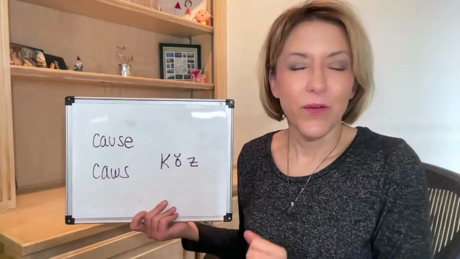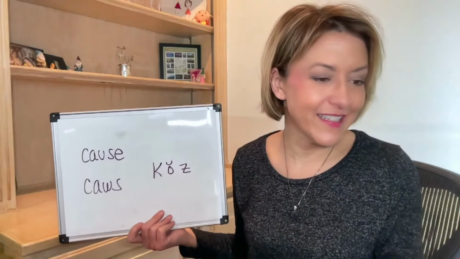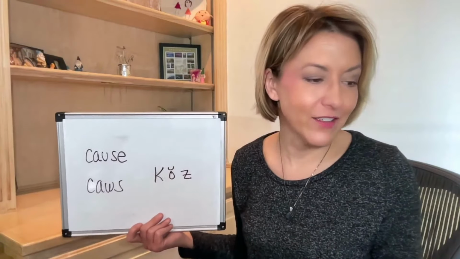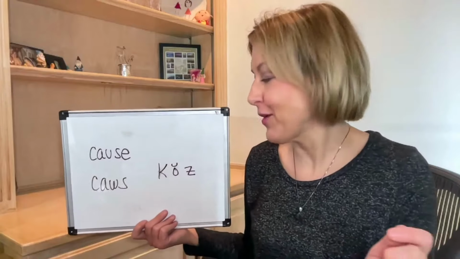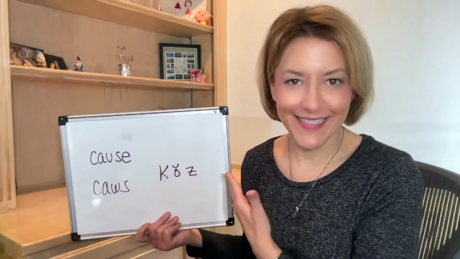Homophones are words that are pronounced exactly the same way. They just have different spellings and different meanings. We have two words today: caws, which is a sound that crows make, and cause, which is the reason for an outcome or to make something happen. Three little sounds: k, ah, z.